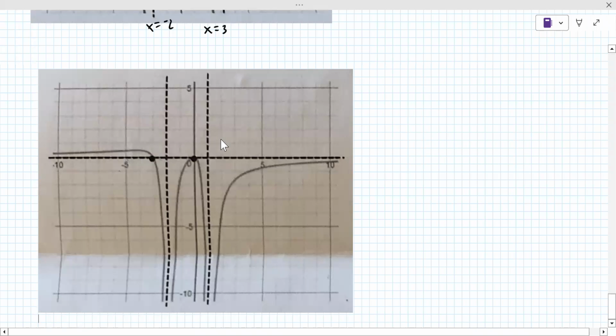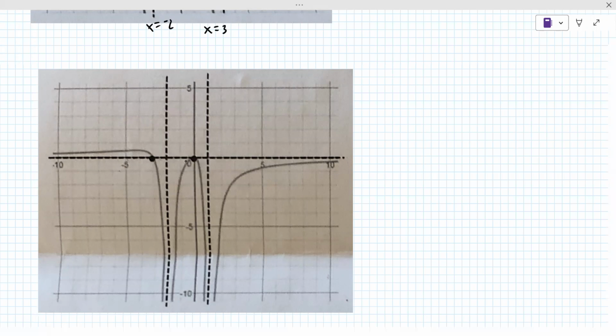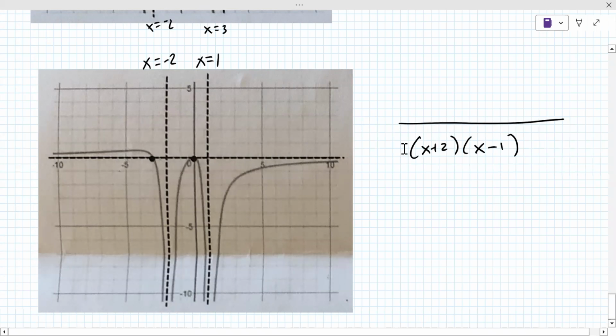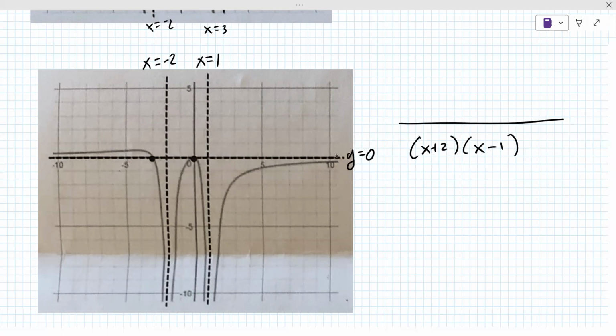Yeah, so here we go. We've got x equals 1 and x equals minus 2. Okay, so that's x plus 2, x minus 1 at the bottom. This one has to be bottom heavy because its intercept is at y equals 0. So it has to be bottom heavy.